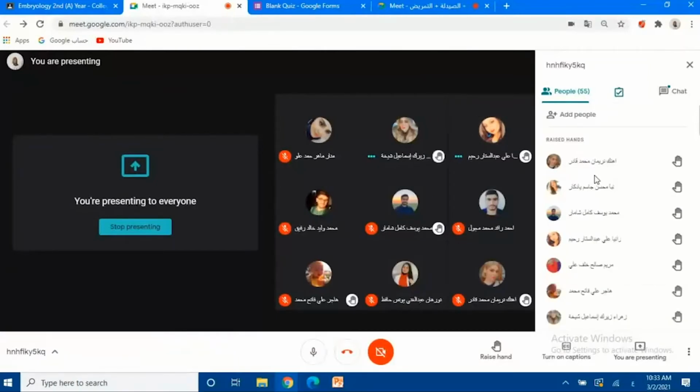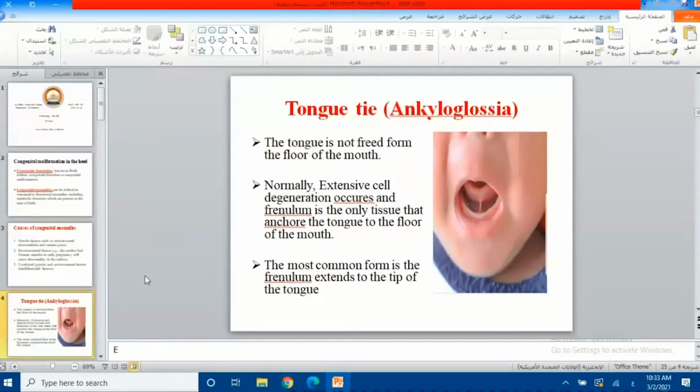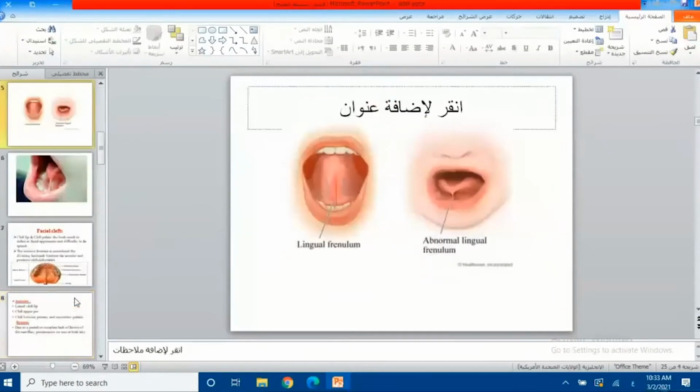What's the name? Extensive cell. No. Frenulum? No, we call it frenulum. Yes. Thank you. Very good. Okay, good. What else? Let me see. Okay.